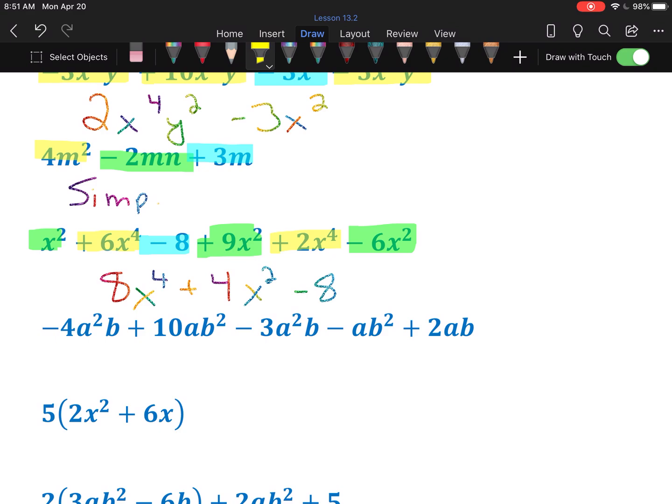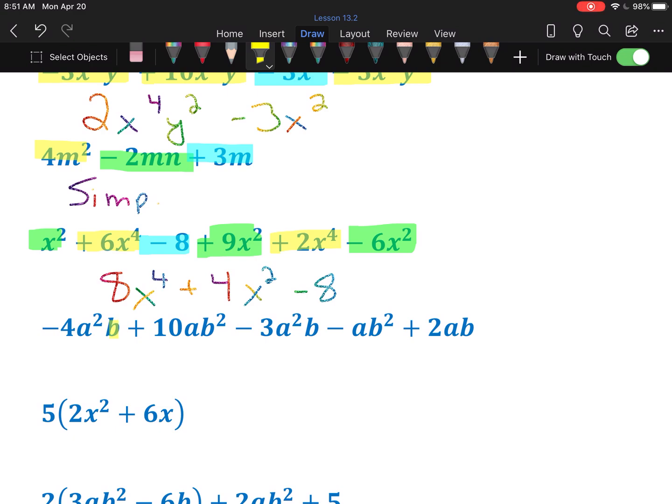Also, I hope we realize that a squared b and ab squared are not like terms, because the square moves, and that can't be with like terms. Like terms have identical variable portions, and a squared b and ab squared are not identical.